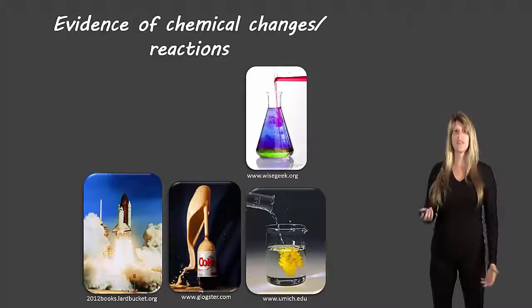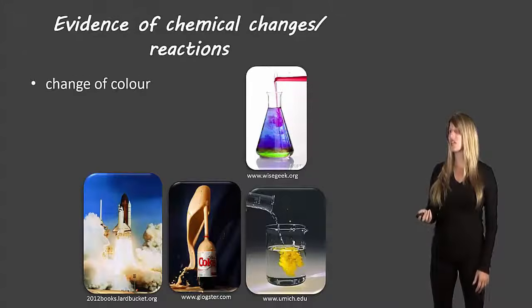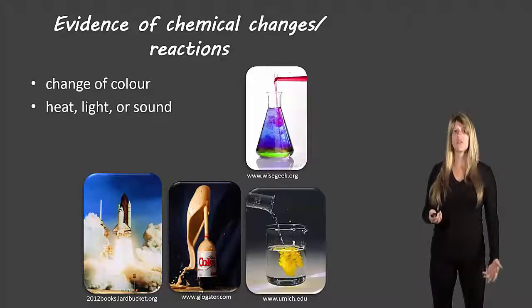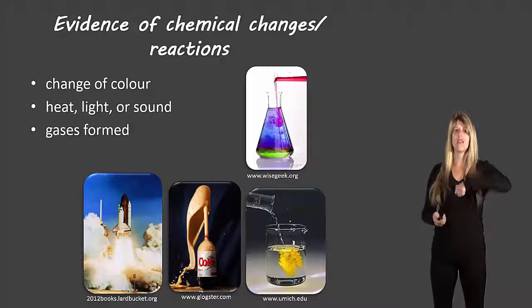So here is some evidence that you're dealing with a chemical reaction or dealing with a chemical change. The color may change, for example, in the picture up at the top, where you can see one substance is being poured into another and you're getting a chemical change. Heat, light, or sound, for example, the space shuttle being launched, you've got all of those happening. Gases are formed, like when you drop Mentos into Coca-Cola, you end up having a big spurt of gases, and so that's why the Coke starts going everywhere.